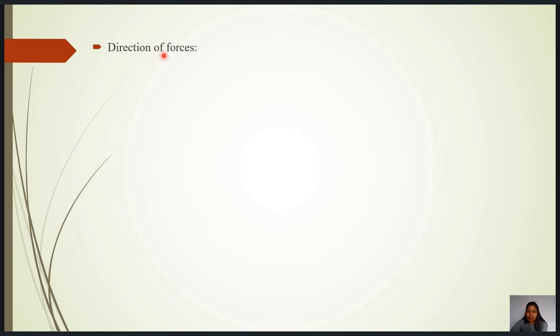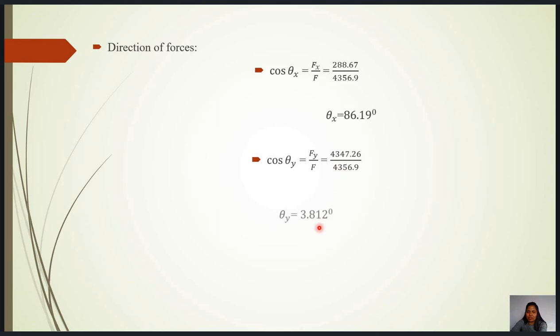After that, we have to find the direction of that resultant force. Cos theta x is equal to fx upon f. You will get theta x equal to 86.19. Cos theta y is equal to fy upon f. You will get theta y equal to 3.812. And cos theta z is equal to fz upon f. Then you will get theta z equal to 89.62. So this is nothing but the direction of the resultant force along the x, y, z axes.